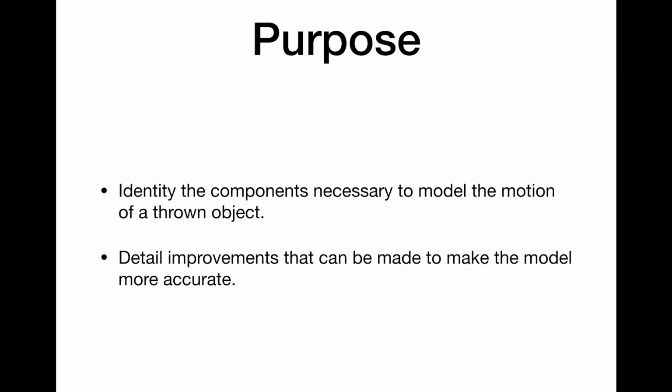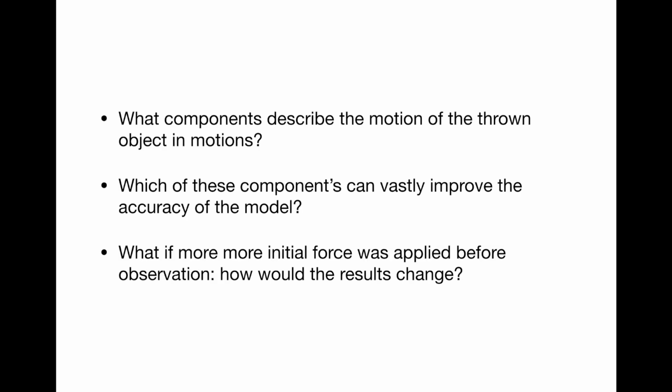The intent of the lab is to model the motion of a thrown object, detailing the components needed to do so. Finally, I will identify areas of improvement which could make the model more accurate. Following the lab, I'd like to answer these three questions. What components describe the motion of the paper ball? Which of these components can vastly improve the accuracy of the model? And what if more initial force was applied? How would the results change?